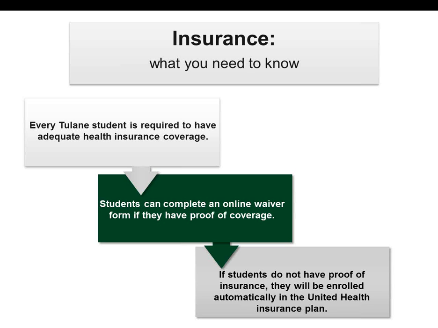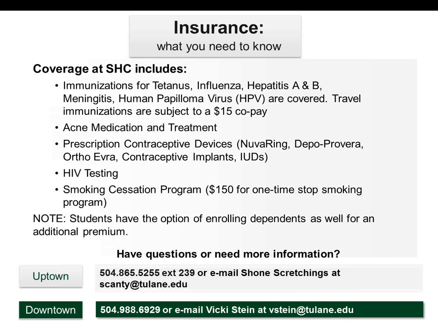So students have to have some type of medical insurance. Most undergraduates stay on their parents' plan, so you need to go online and complete a waiver and document proof that you have adequate coverage for your student while they are in New Orleans. If you choose to buy the Tulane insurance policy that's offered, it covers all immunizations. Some travel immunizations are just a $15 copay. Acne medication and treatment, prescription contraceptive devices, HIV testing, smoking cessation. So it covers quite a few things, and then it covers labs.